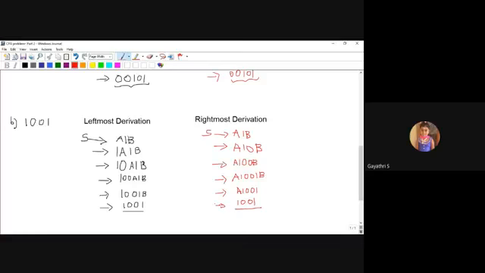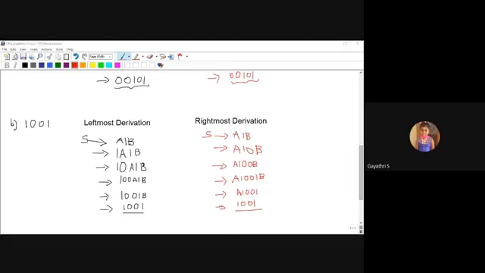So this is also one way of deriving. I'm not saying this is the only way of deriving; one or more ways are there. So this string is almost over. Shall I move to the next string?